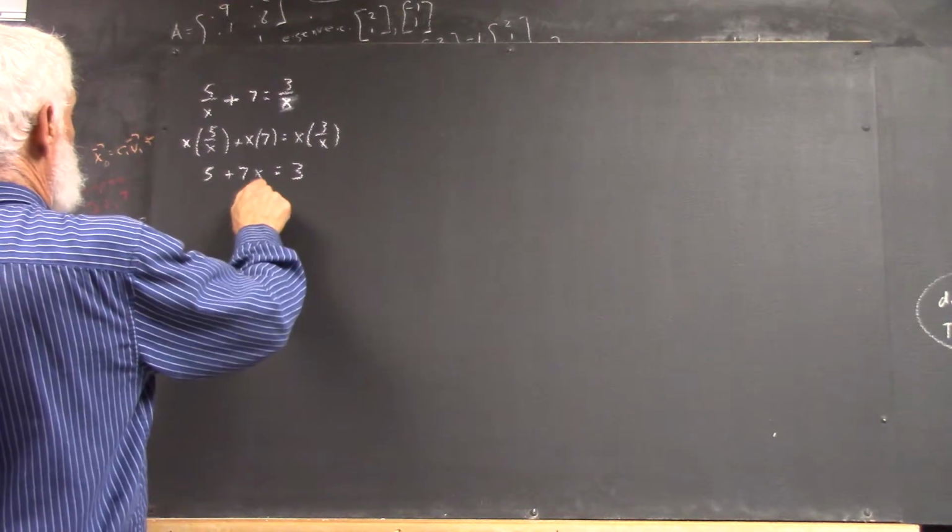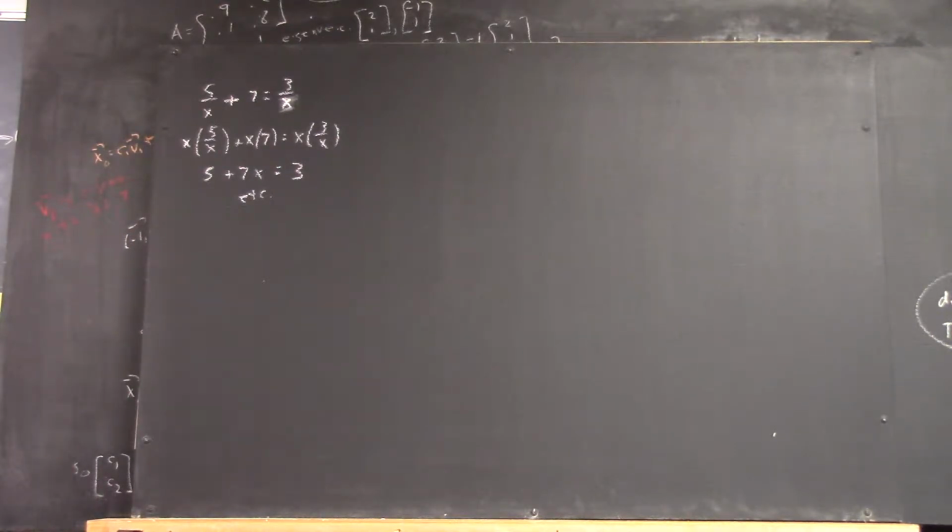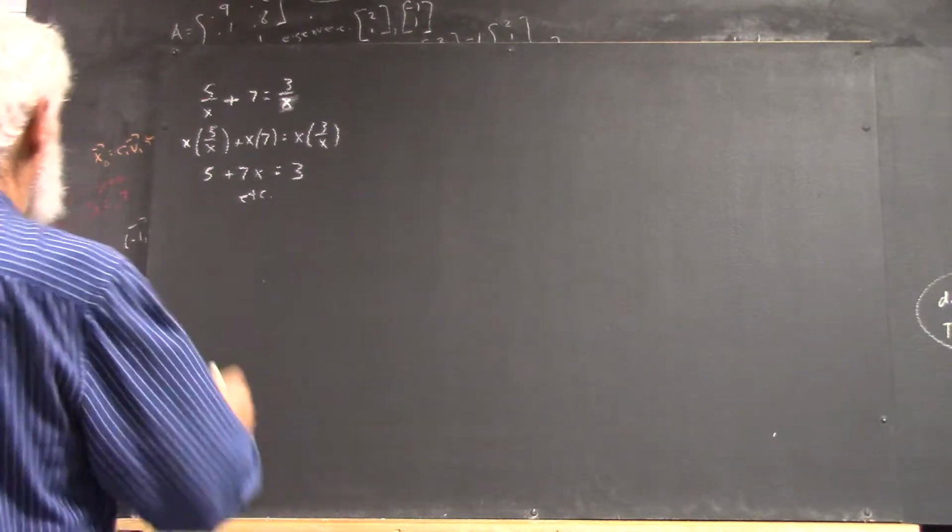And then I'm just going to say etc., because everybody can solve that. Subtract 5 from both sides and divide by 7. I'm not going to take valuable time to do something everybody's going to do right. Okay, so that's one equation.